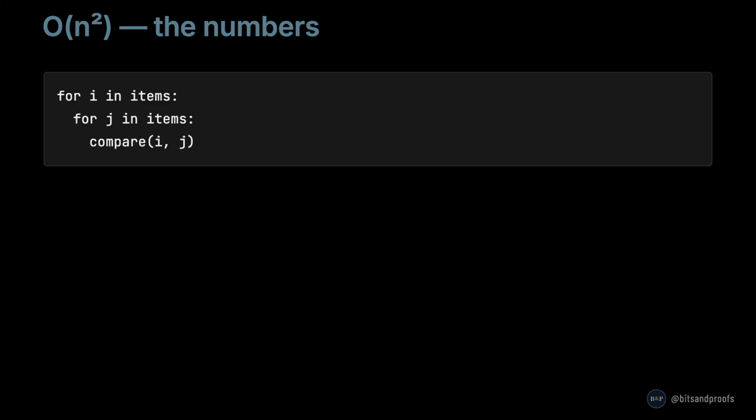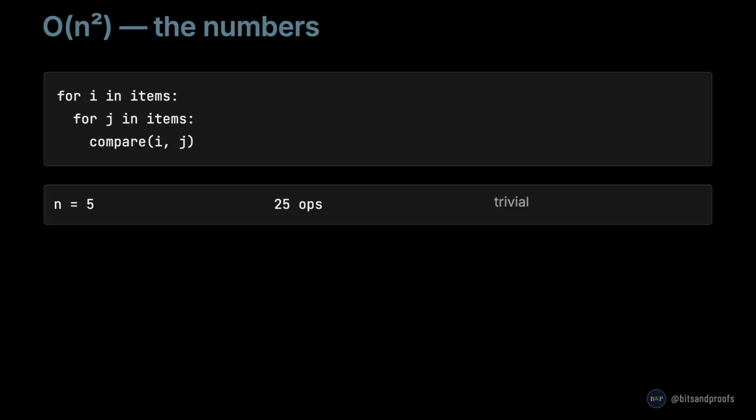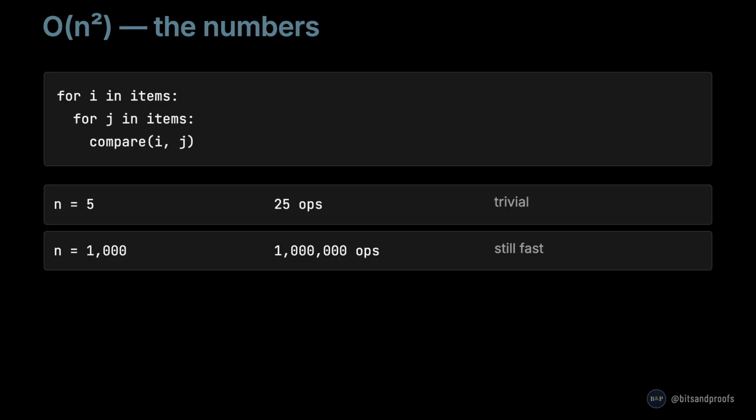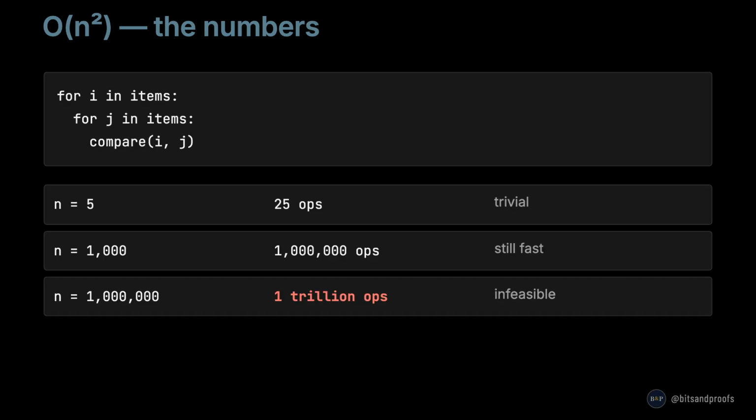Let's see the numbers in concrete terms. Here's a textbook quadratic loop. For i in items, for j in items, compare i and j. 2 nested loops, both over the array. At n equal 5, 5 times 5 is 25 operations. Trivial, your machine does that in microseconds. At n equal 1000, 1000 times 1000 is 1 million operations. Still fast on a modern machine, a few milliseconds. At n equal 1 million, 1 million times 1 million is 1 trillion operations. Infeasible, your function would take hours, possibly days. It will never complete in any reasonable time.